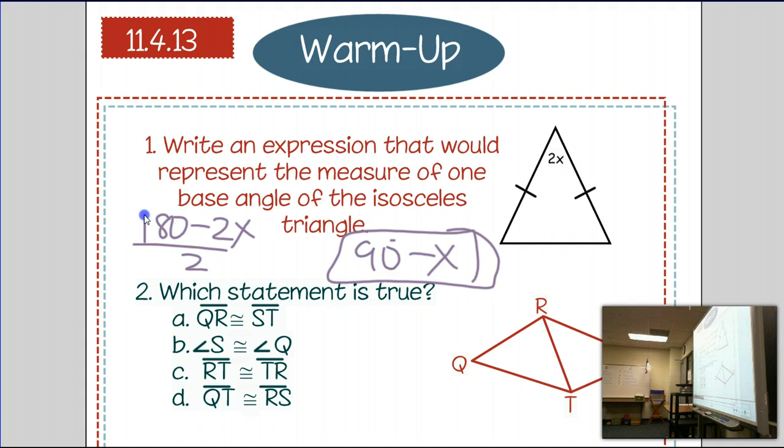Throughout this unit, some of you are going to try to tell me that A is true, that B is true, that D is true, even when there's no markings on the picture. There are no markings on that picture. So since there are no markings at all, the only thing we know to be true is C: RT is congruent to himself. That's all that we know is true, that a segment is congruent to itself. RT is congruent to TR because those are the same segment.